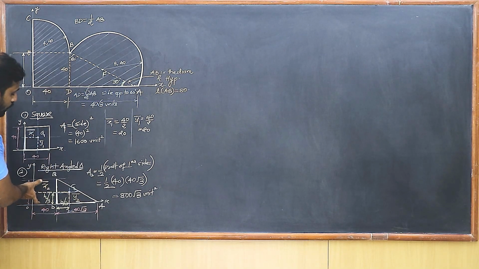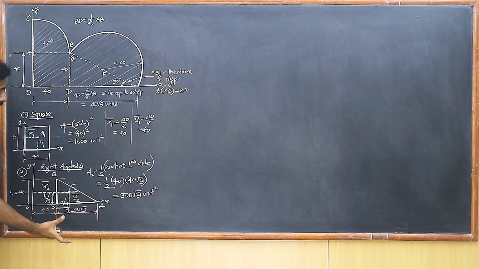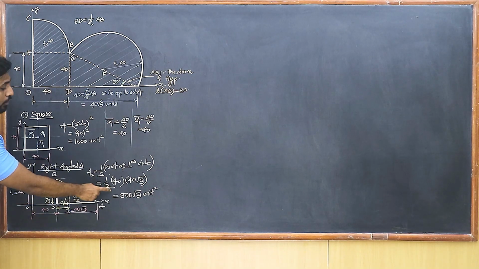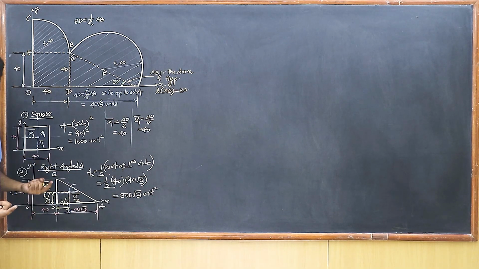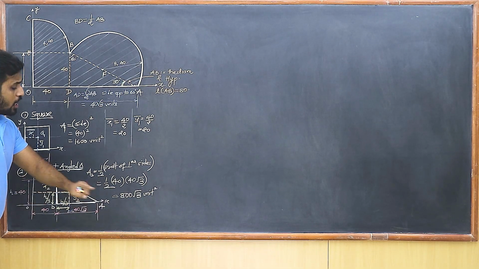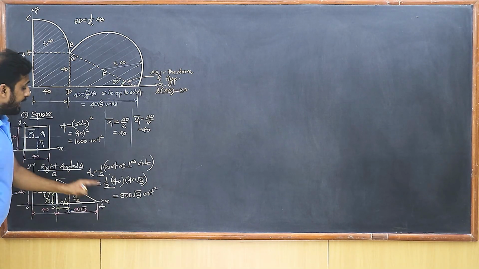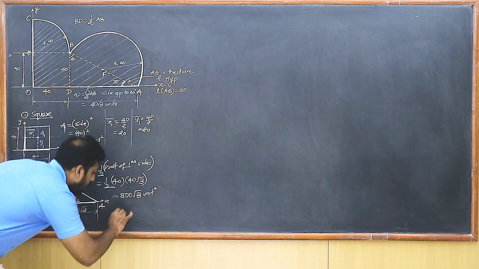So this height was 40, the base was 40 root 3. You can say the perpendicular sides. So 40 into 40, so that's again going to become 1600 and divided by 2 becomes 800 and the root 3. Now there is no need to simplify this particular calculation. You can leave it here itself. So that's A2. Let's get X2 bar also.